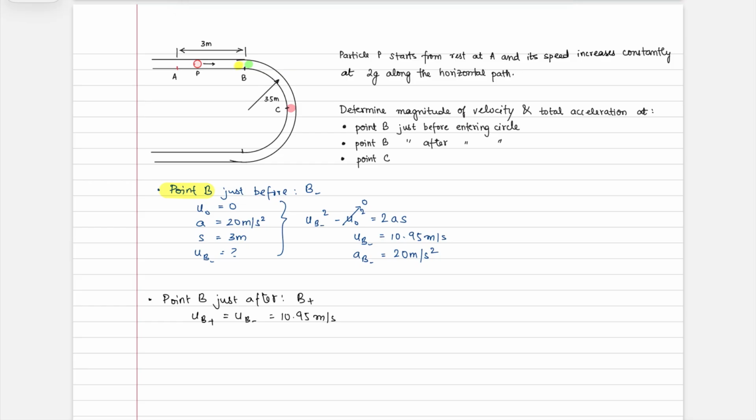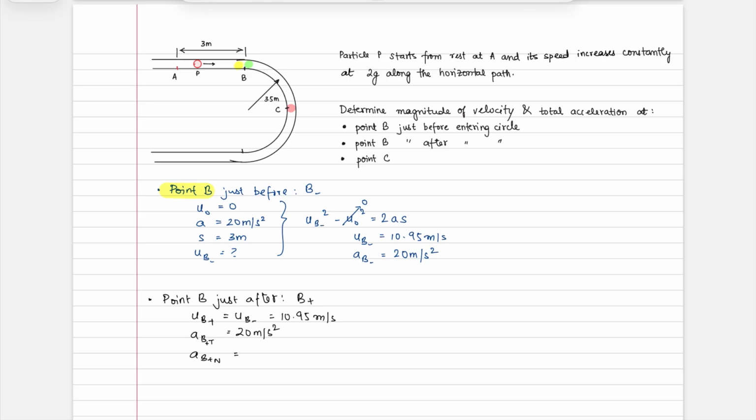Since it says that the speed is increasing constantly, what this means is that the tangential component is still the same, 2g. That is, I'm going to call this B plus. Tangential is 20 meters per second square by definition. And what about the normal component?